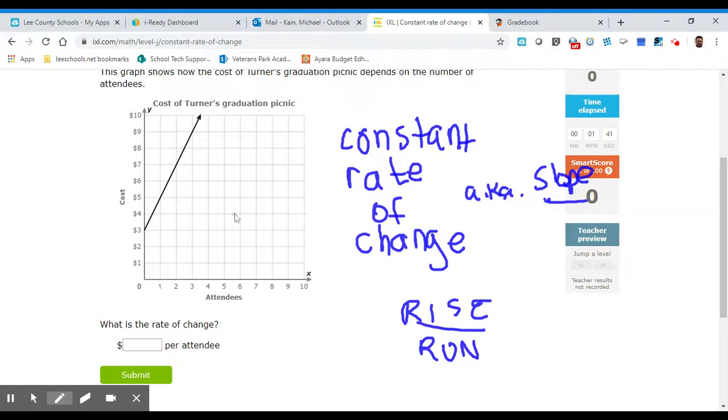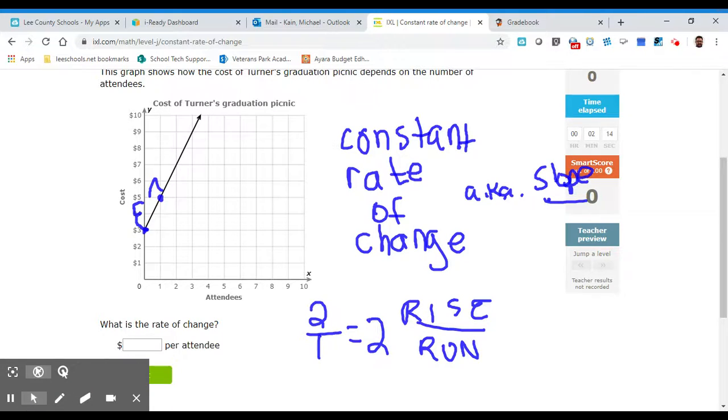So let's look at our graph and select a couple of points that intersect on the grid. Let's start with this one right there, that point. And let's find the next point that intersects. It looks like it's this one. So how much are we rising? We're rising $2. And how much are we running? $1. So 2 over 1 simplifies to 2. So the slope or the constant rate of change is $2 per attendee.